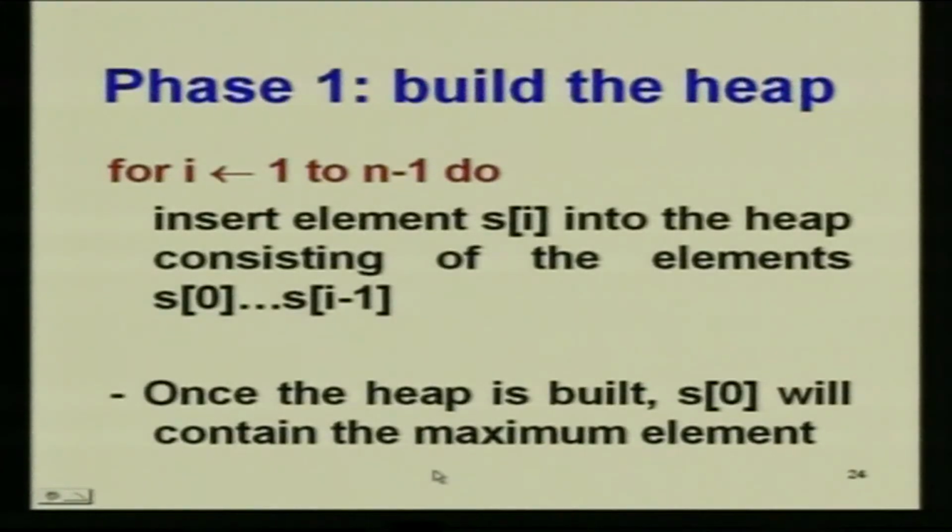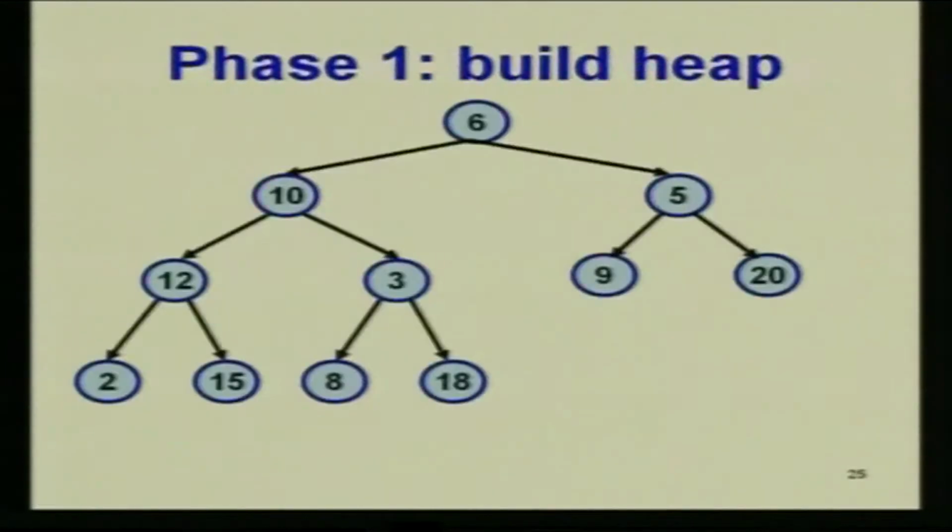So for i equal to 1 to n minus 1, do insert Si into the heap consisting of the elements S0 to Si minus 1. Once the heap is built, S0 will contain the maximum element. We are not going into detail about this because we have already seen it. What we do here is take the parent, look at the child nodes, and whichever is the larger of the child nodes, you replace it here.